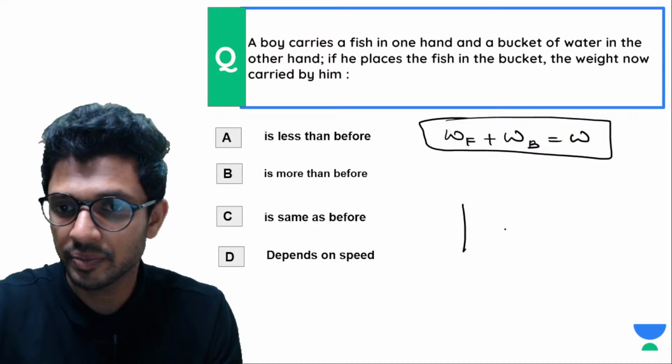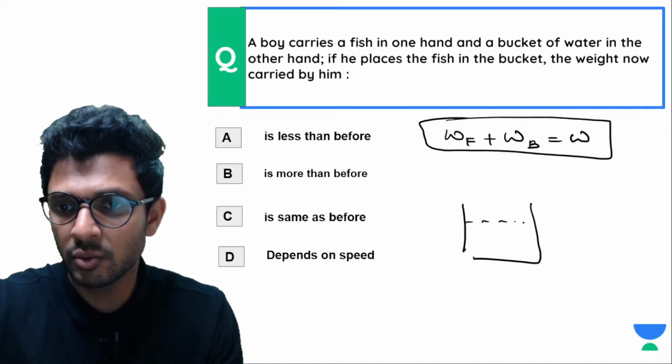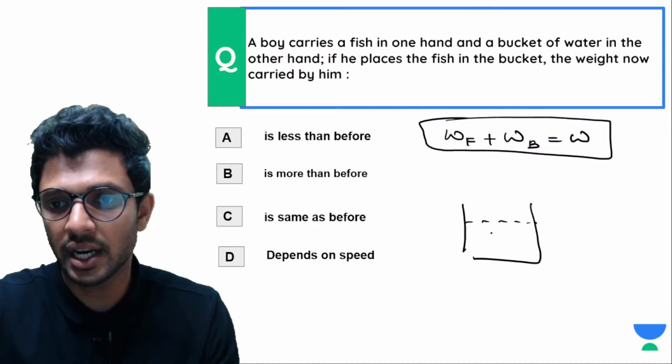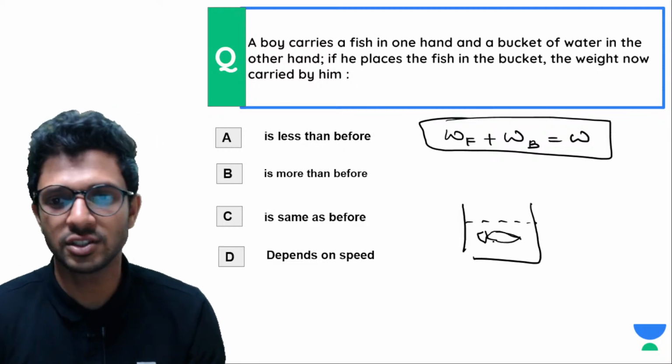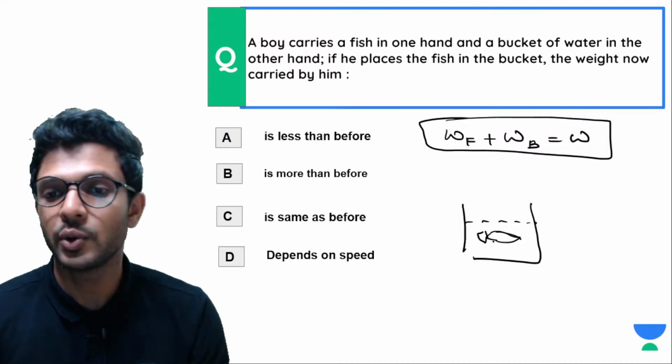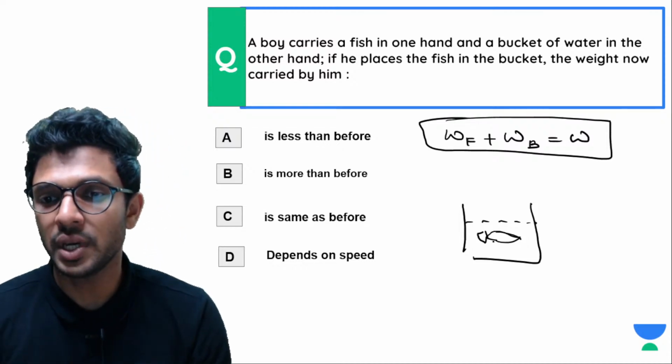Now what he is doing is adding the fish inside the bucket which has the water. Okay, at least it looks like a fish, huh? So, question: will there be a change in the weight?